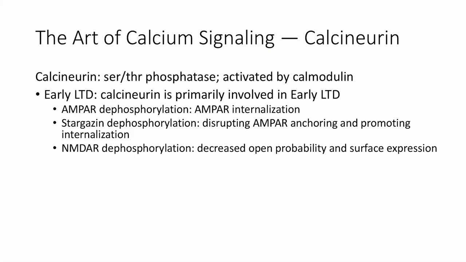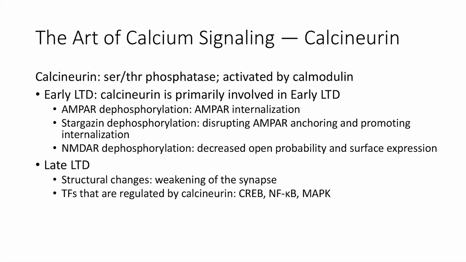Similar to its action on AMPA receptors, calcineurin can dephosphorylate specific sites on NMDA receptor subunits. This can alter the channel properties of NMDA receptors, affecting their open probability and surface expression.